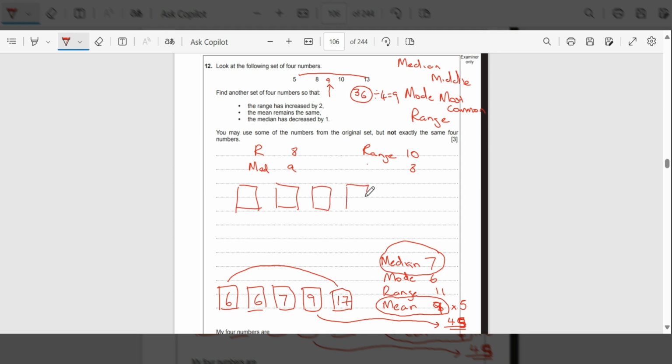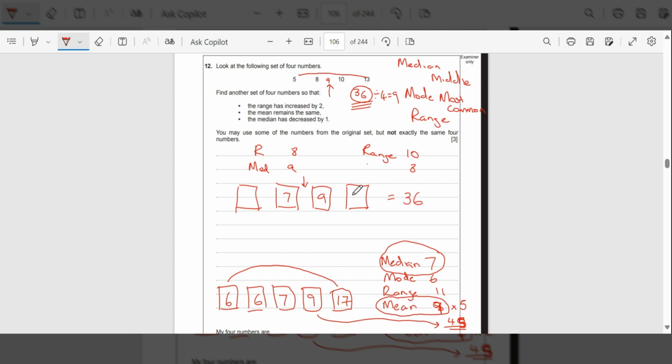Okay. Bit of trial and error here, which is why they've given me so much space. So let's start with the median. The median was 9. It now needs to be 8. So instead of having 8 and 10, I could probably have 7 and 9, so that the middle now is 8. So 1 either side of it. The median is decreased by 1, done. The range is increased by 2. However, they need to add up to 36 because that's not changing.